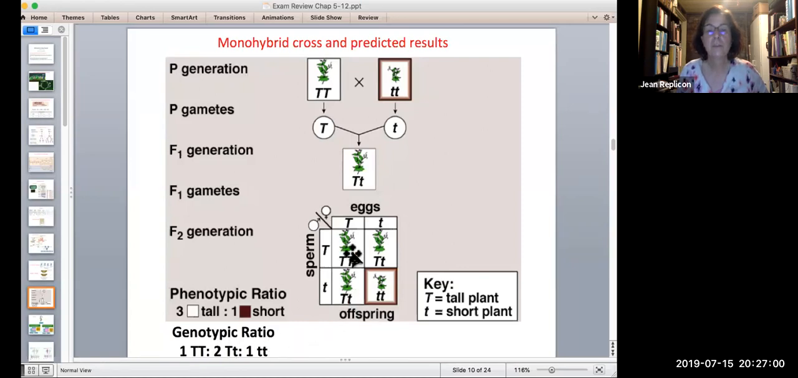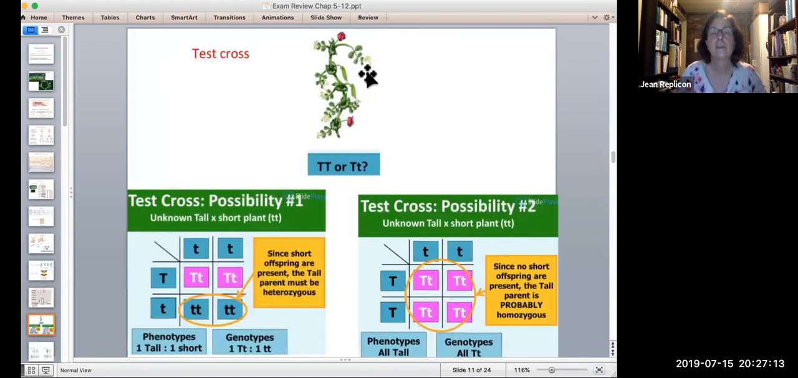But if you were just looking at the plants and you didn't have this prior information, you didn't see this cross, and you have a tall plant, you might not know what its genotype is because you can't tell just by looking at the plant. So here's a tall pea plant, and maybe this is from the F2 generation. We're wondering what its genotype is. These are the 2 possibilities. It could be capital T, capital T, or it could be capital T, small t.